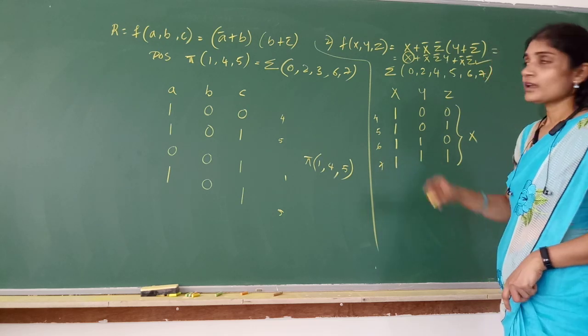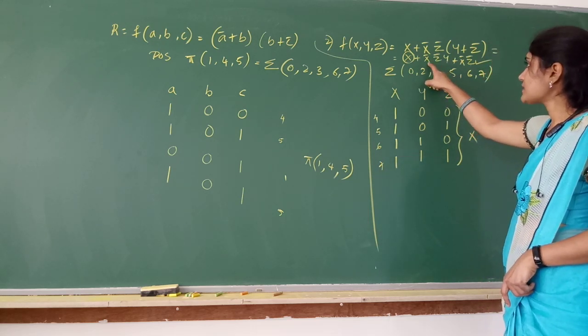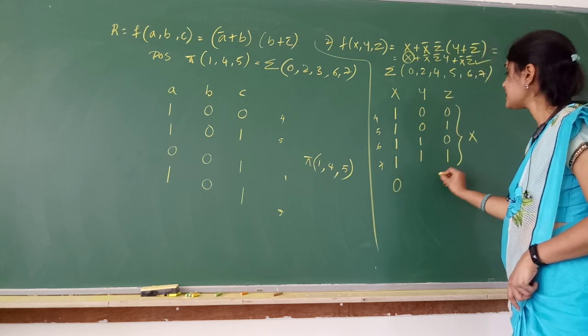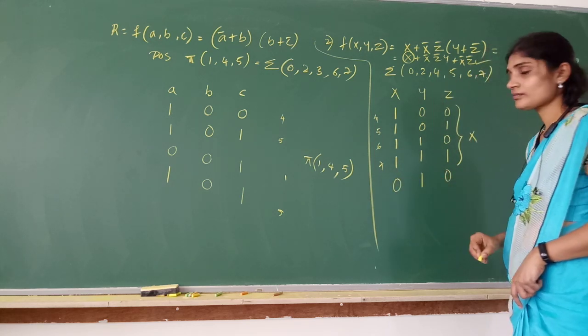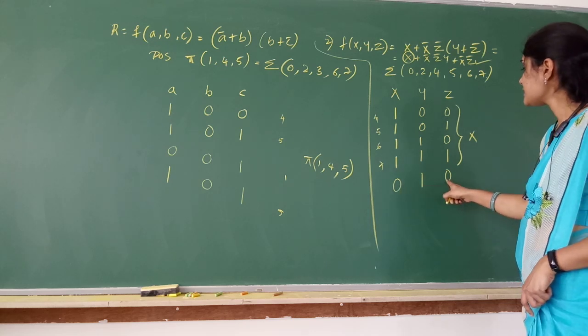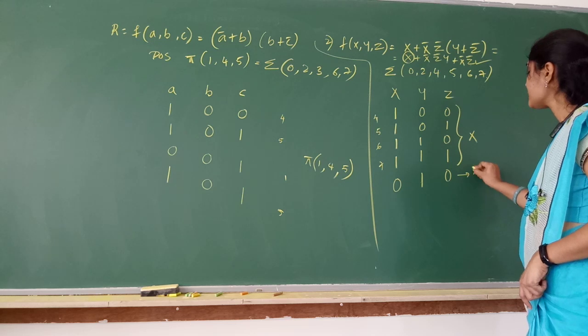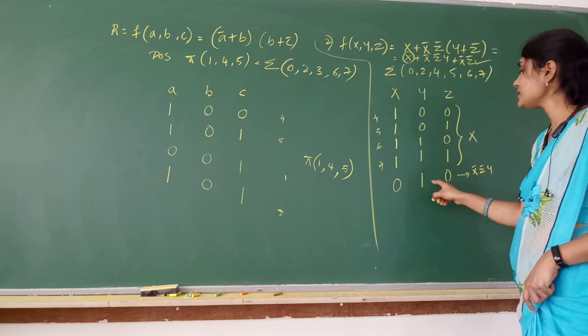And what is the second product term? X bar, z bar, y. That means x bar is 0, z bar is 0, y is 1. That means x bar, z bar, y. So what is 0, 1, 0? This is the term you have got for x bar, z bar, y.